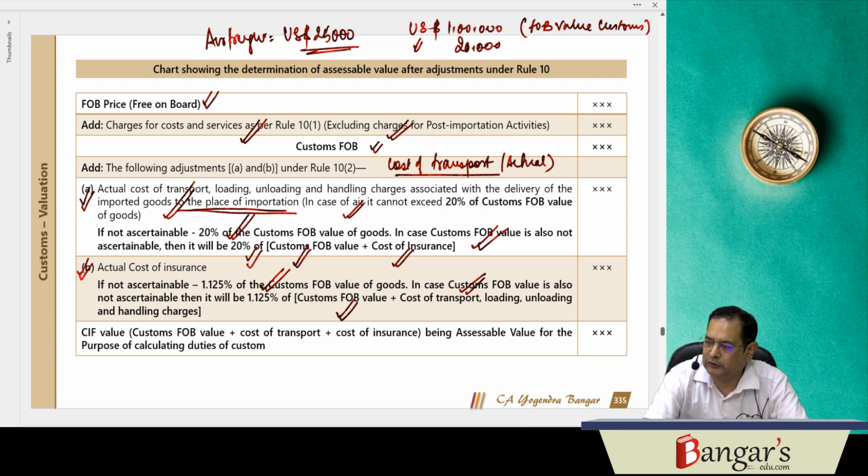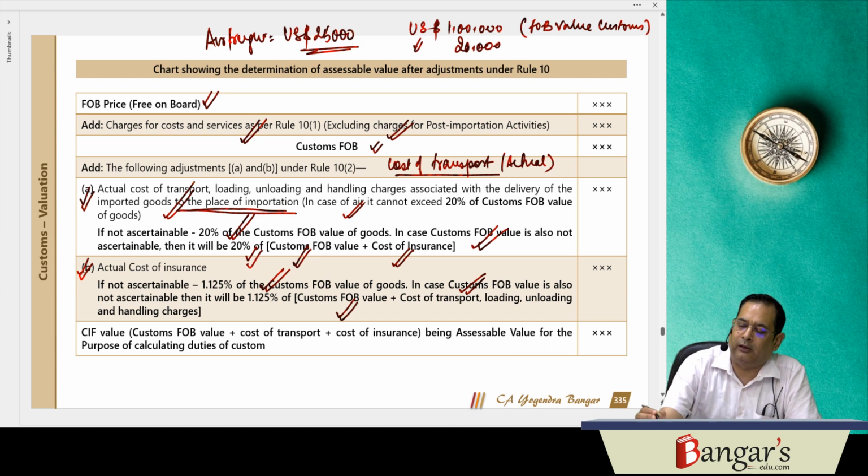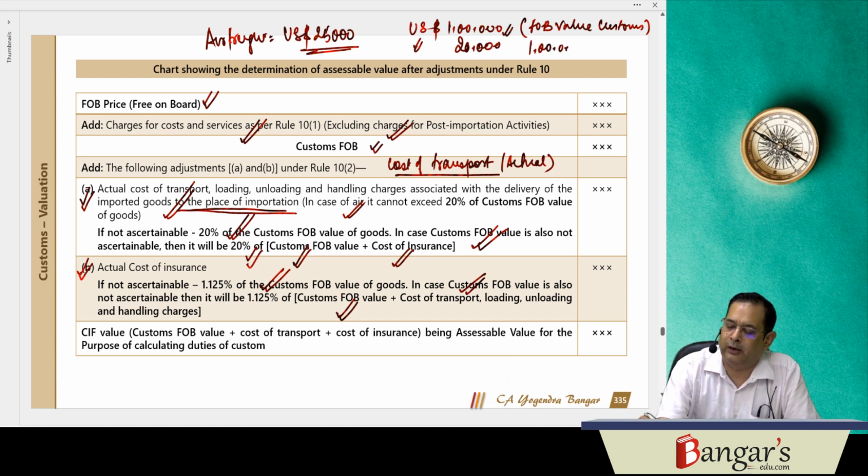So actual cost of insurance is added, but in case the same is not ascertainable, it is first 1.125% of what? The customs FOB value. So for example, in this case they say cost of insurance is not ascertainable, then we have to take what? US dollar 1 lakh into 1.125%, that is 1125. Likewise, and this is giving you what? The CIF value. What is CIF value? Customs FOB value plus cost of transport plus cost of insurance. This is basically the assessable value on which you are required to calculate the import duty.